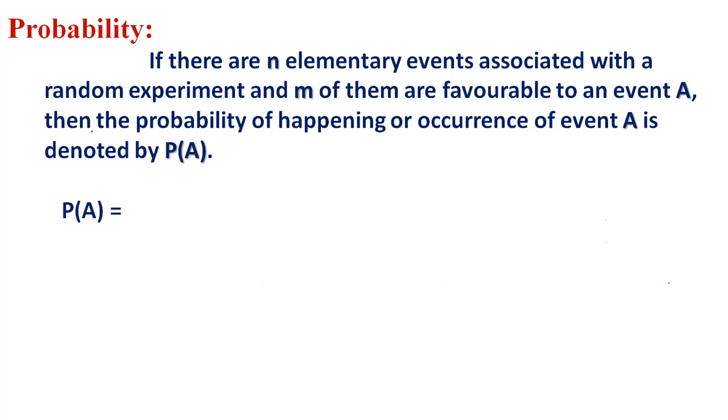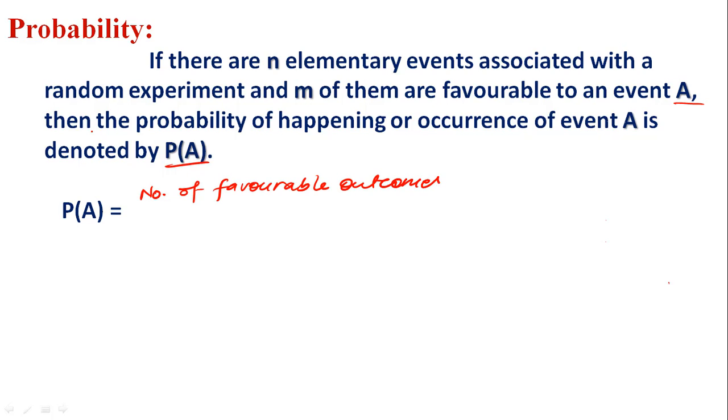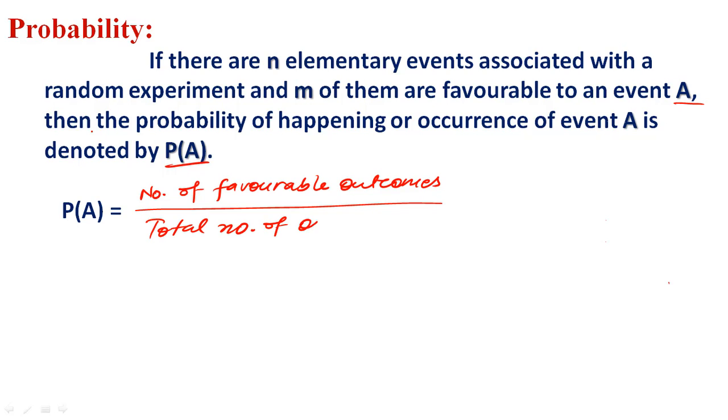So now we discuss probability. If there are n elementary events associated with a random experiment and m of them are favorable to an event A, then the probability of happening or occurrence of event A is denoted by P(A). So probability P(A) equals the number of favorable outcomes upon the total number of outcomes.